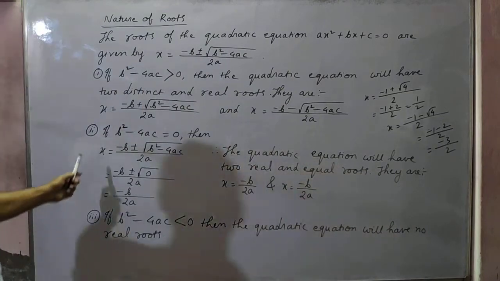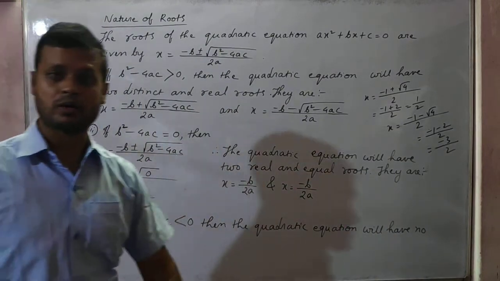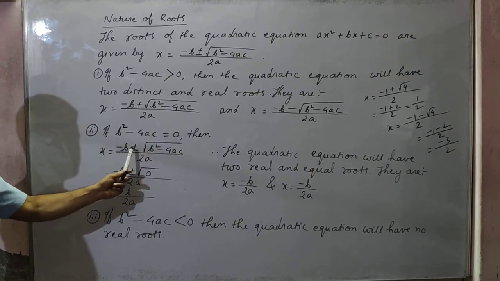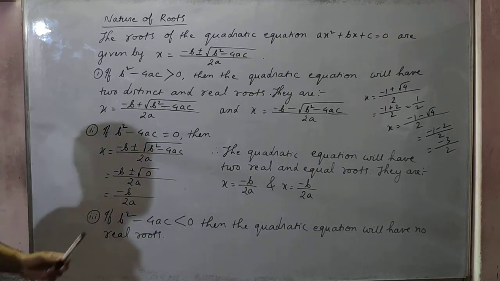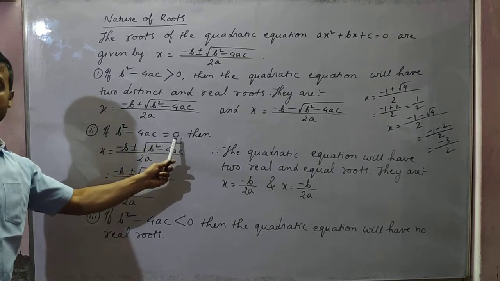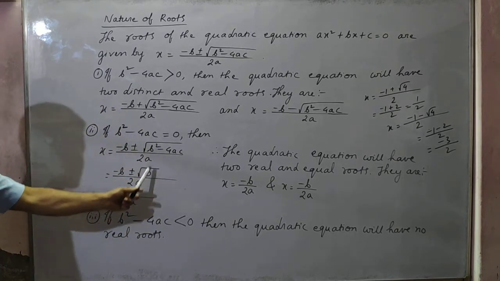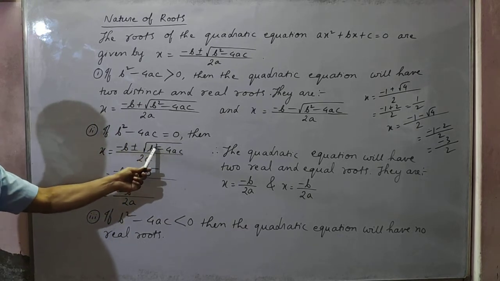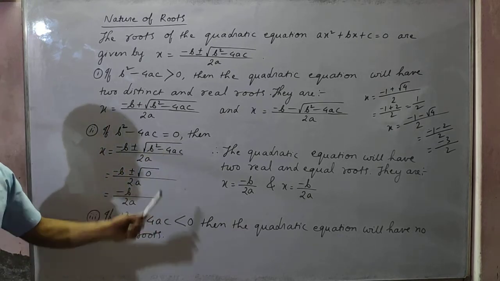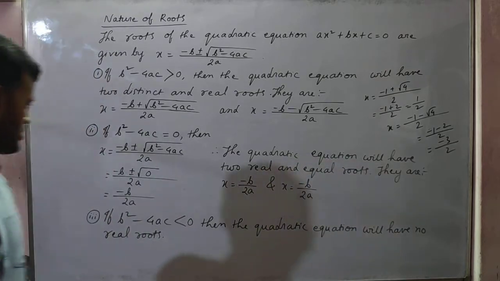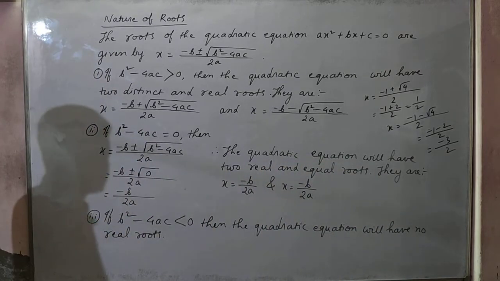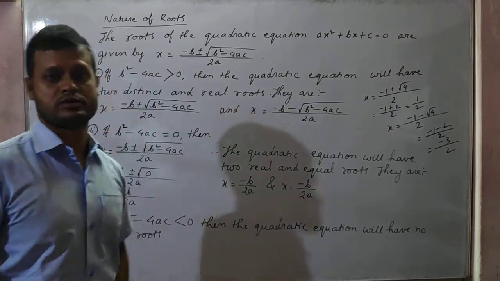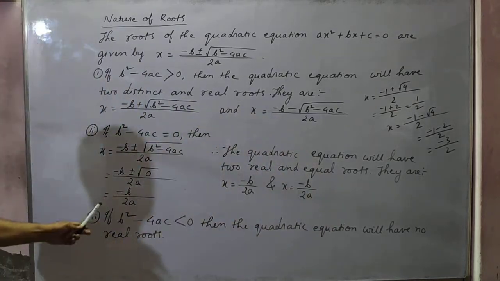Okay. Now, if b square minus 4ac is equal to 0, then what will happen, students? If b square minus 4ac is equal to 0, then x is equal to minus b plus minus root over b square minus 4ac by twice a. In place of b square minus 4ac just put 0. Root over 0 means 0 only. So minus b by twice a is the value, isn't it? So the quadratic equation will have two real and equal roots. Both the roots will be equal now.